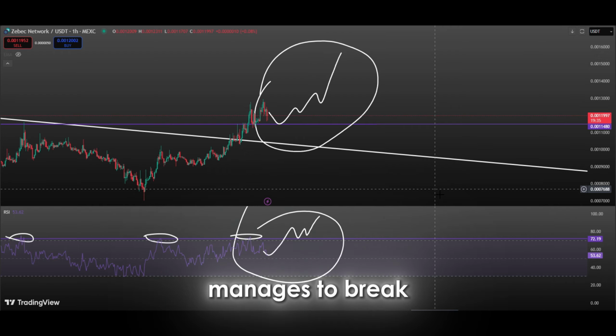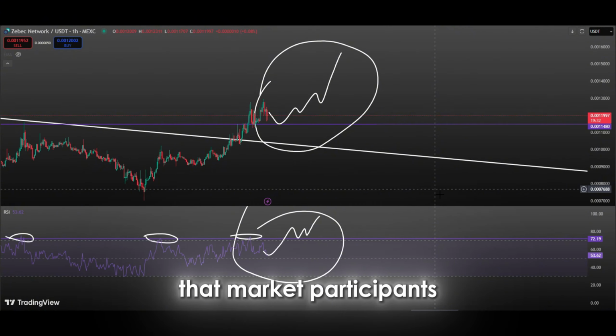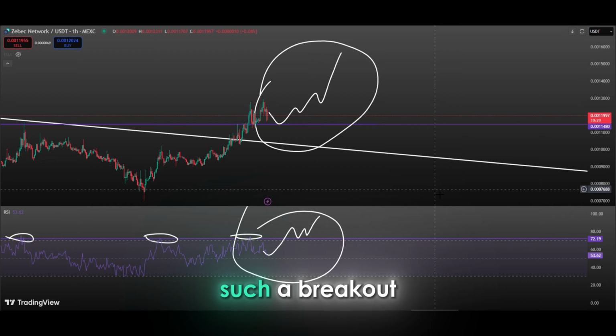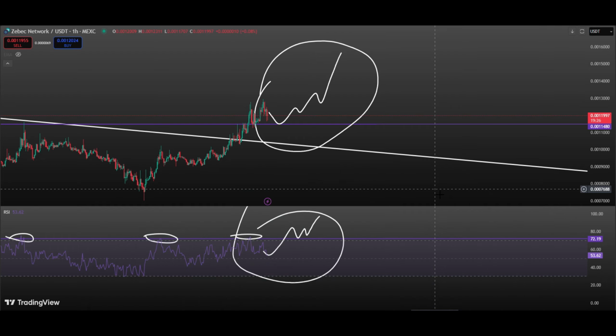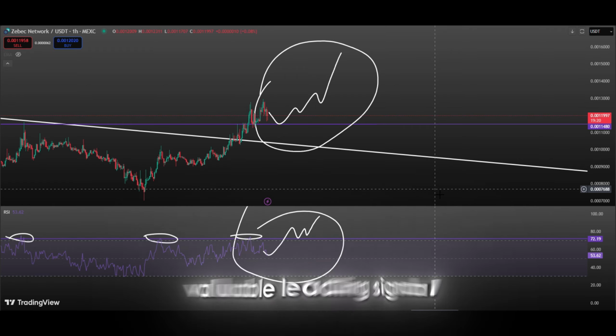If the RSI manages to break above this horizontal resistance, it would be a clear indication that market participants are becoming increasingly eager buyers. Such a breakout could trigger the price to start a strong bullish move in parallel. This is because breakouts in the RSI usually occur just before or simultaneously with trend breakouts on the price chart, which is a valuable leading signal for traders.